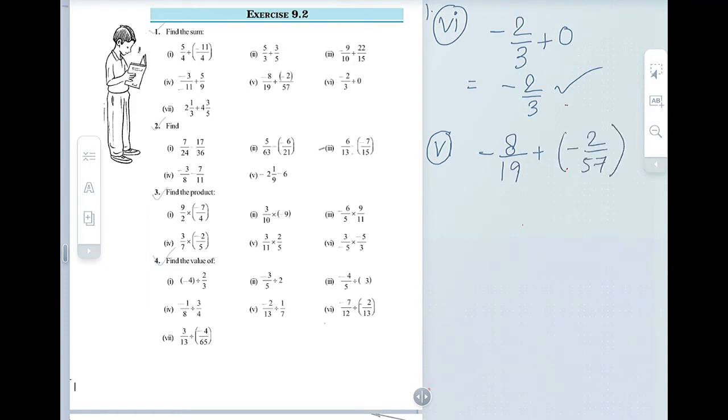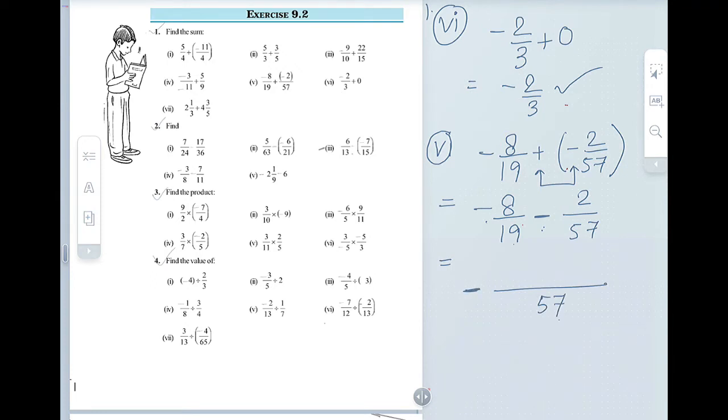See, here first step, we will change the sign. For plus and minus, two different signs, we will convert it to a minus sign, because these two different signs will be multiplied and you will get a minus sign, and you will get 2 by 57. Now see, here two same signs, so the operation must be addition. Let us add this, and definitely the sign will be minus.